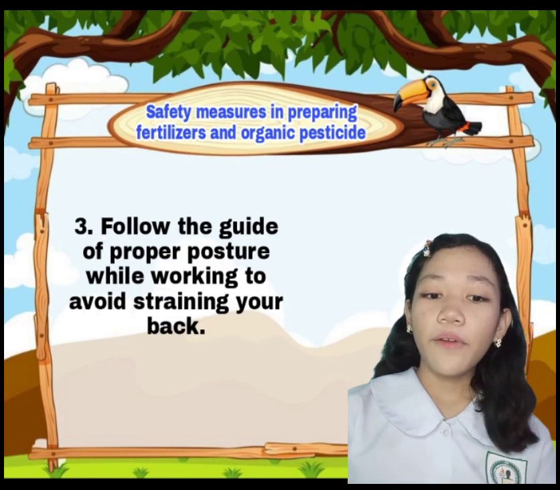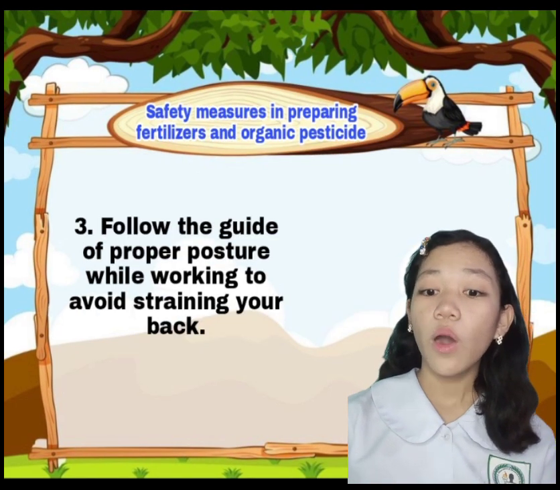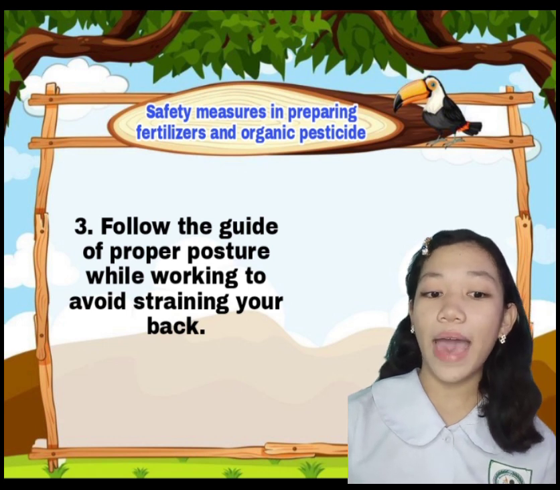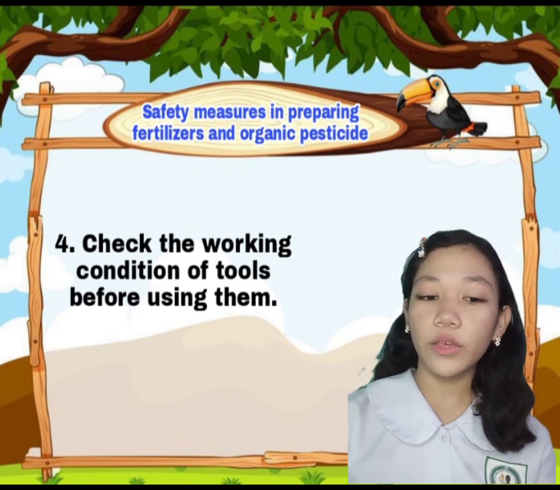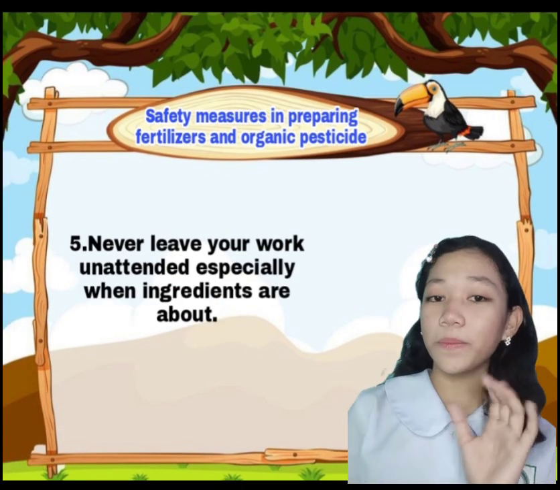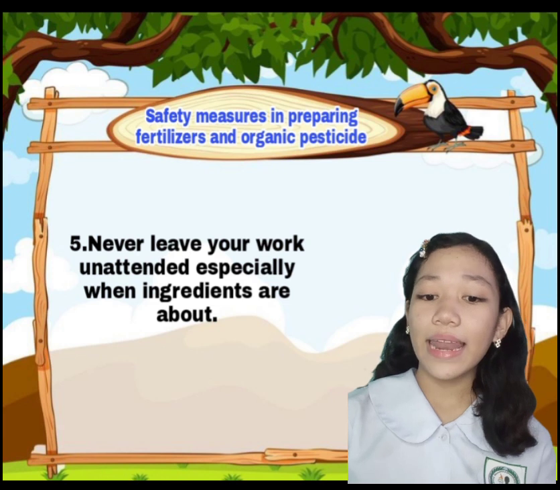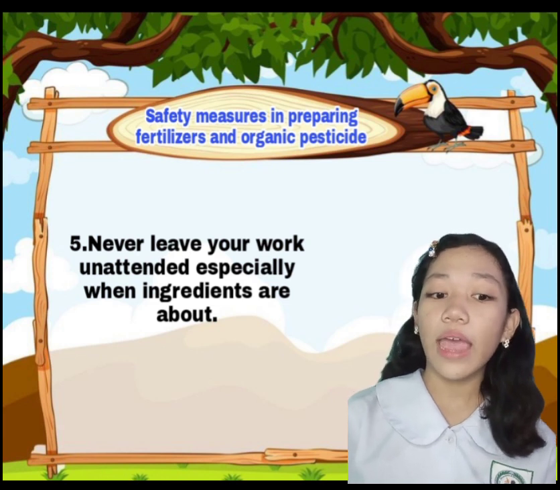Number 3, follow the guide of proper posture while working to avoid straining your back. Number 4, check the working condition of tools before using them. And lastly, number 5, never leave your work unattended, especially when ingredients are about to be mixed.